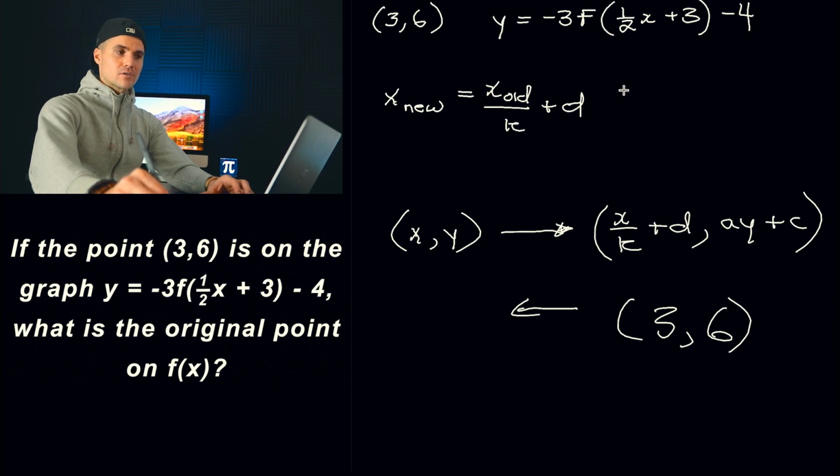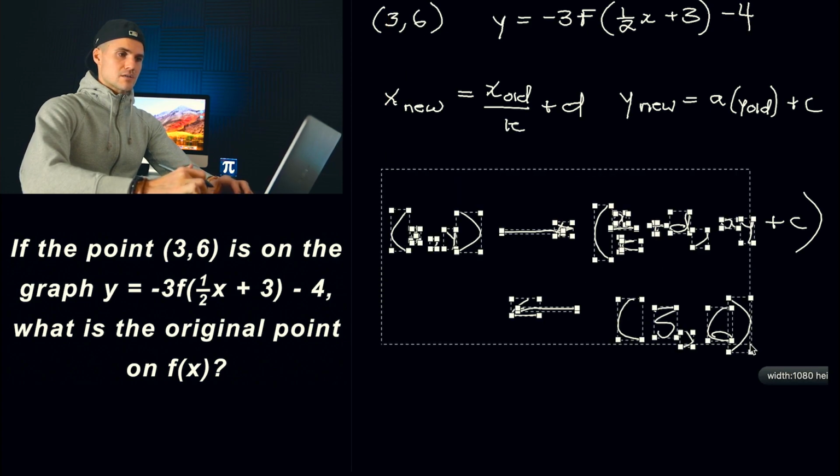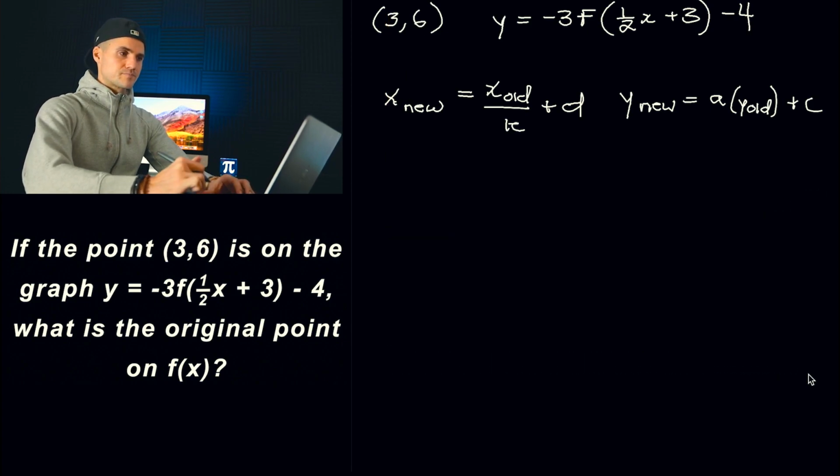Same thing with the y value. So the new y value on the transformed function is going to be the a value times the old y value from the parent function plus c, like that. Okay, and what I'm going to do is erase all of this here.